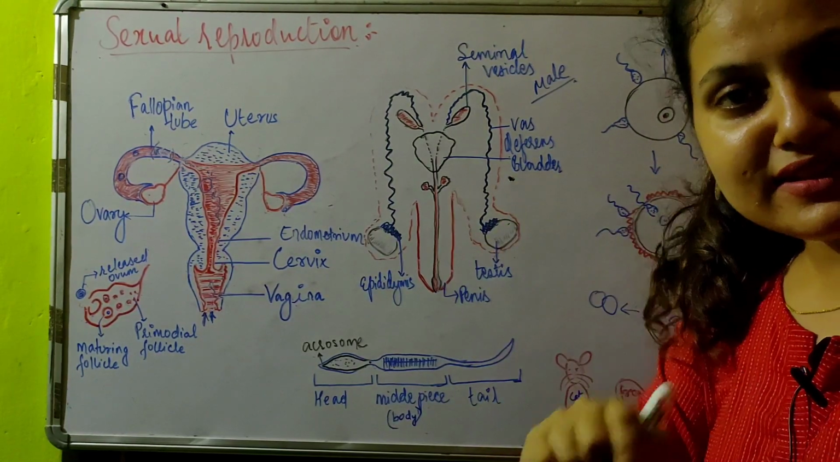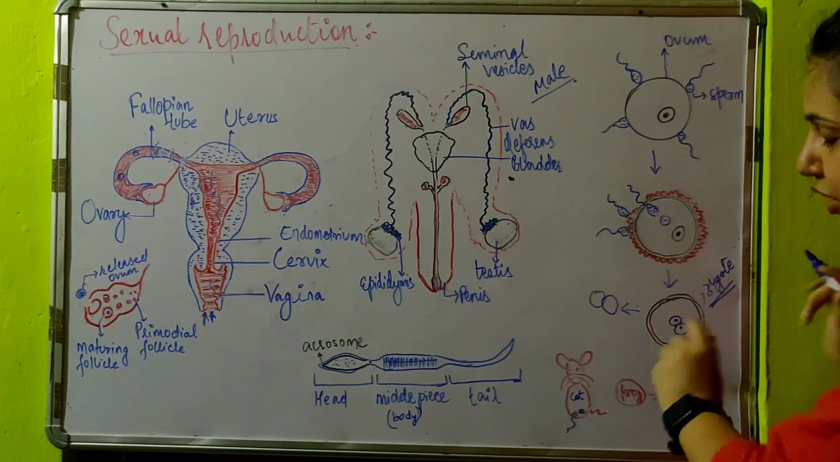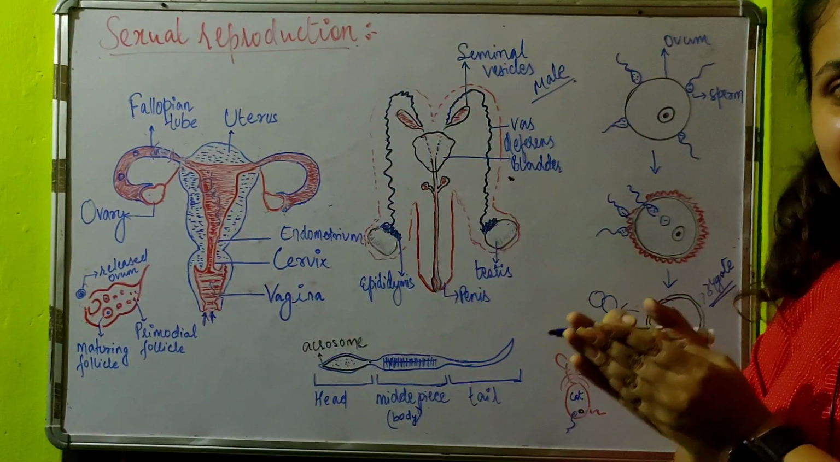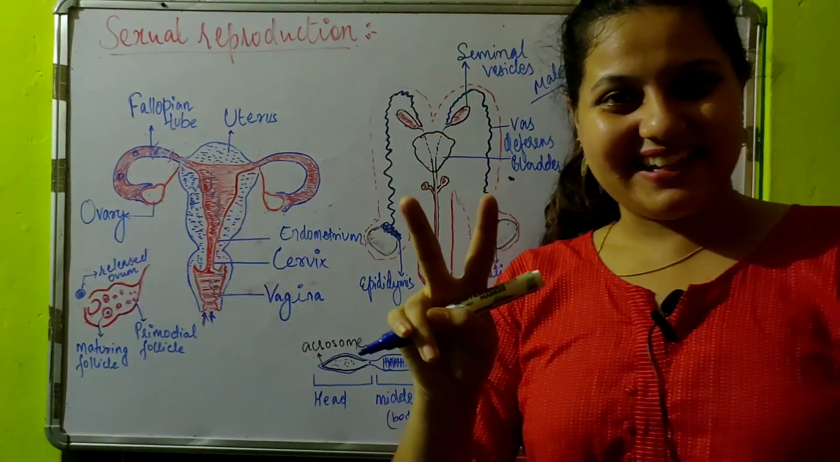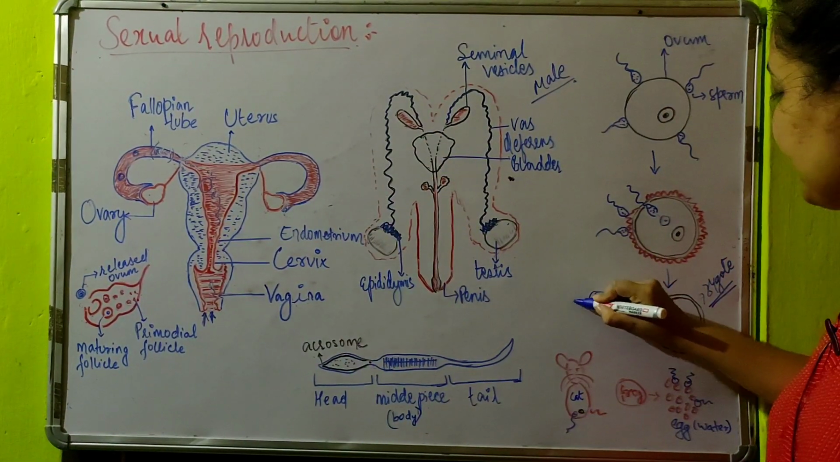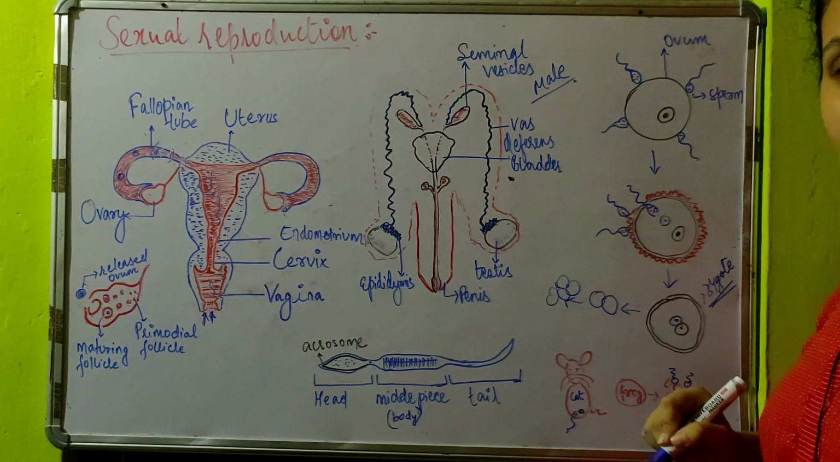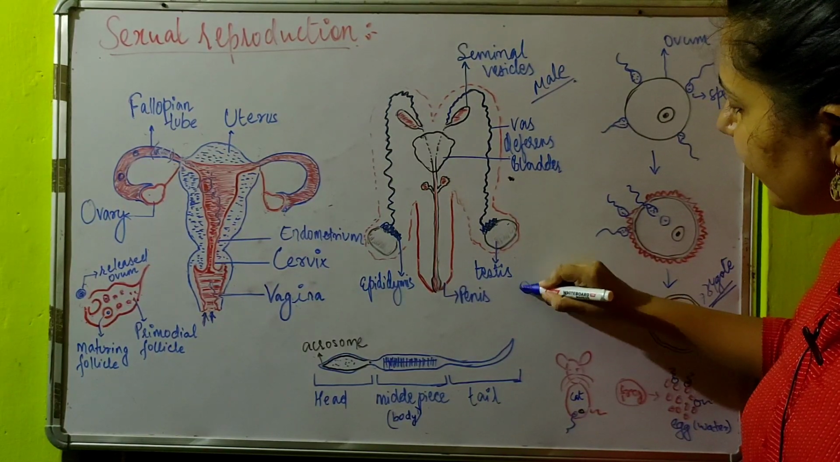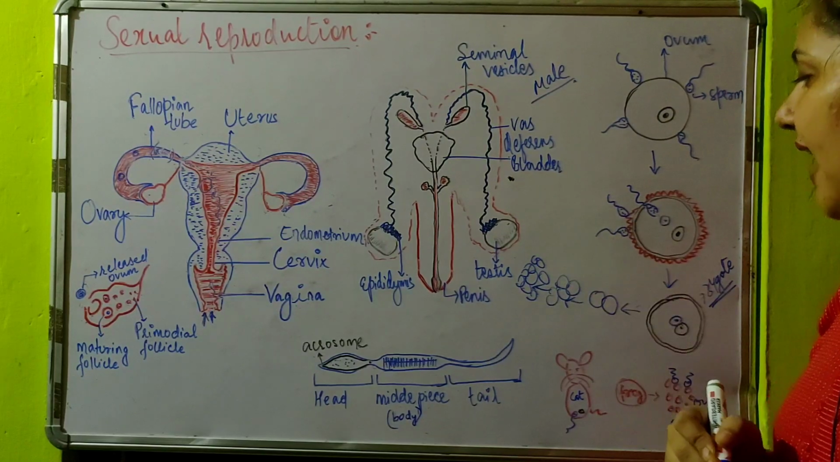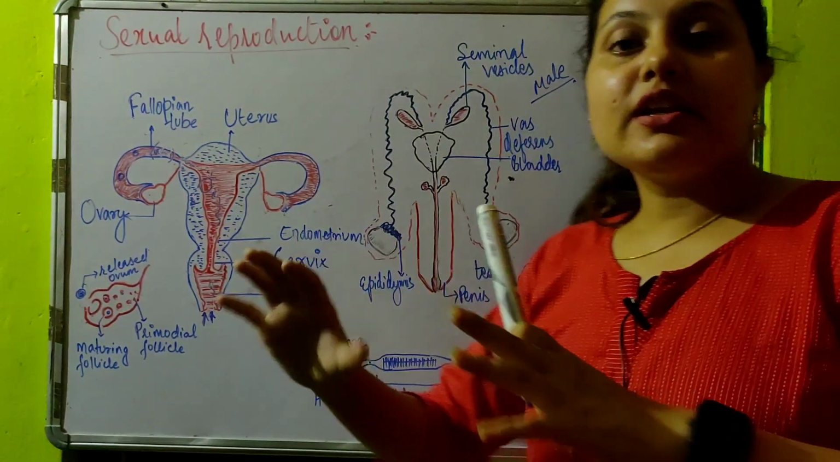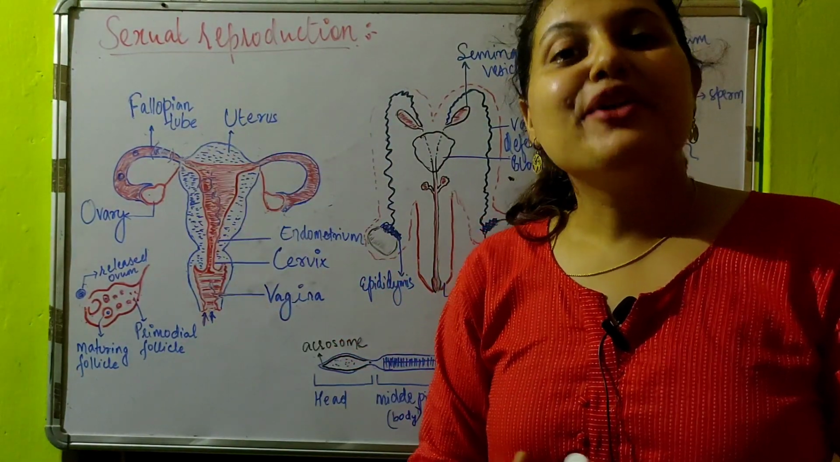Zygote is a single cell, isn't it? And see, these two nuclei will fuse and they become a single cell, that is a zygote. Now this zygote will divide into two cells. Okay, after dividing into two cells, it will go 2 to 4, all right, and then 4 to 8, all right. In the same way it divides and divides, and then in this way it will finally form a fetus.